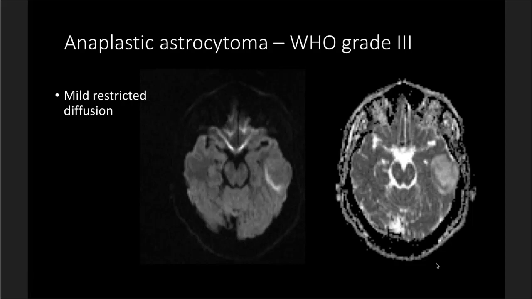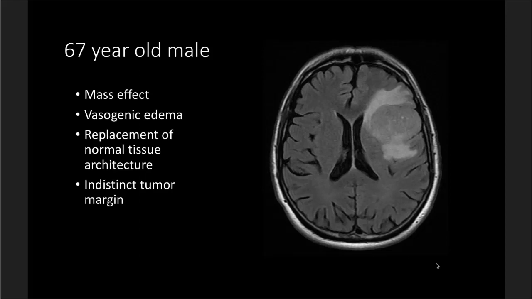Next case, we have a 67-year-old male, so an older patient this time. That makes us think about different types of tumors. So we have a T2 FLAIR image, and we have an ovoid mass within the left frontal lobe and insula, and there's surrounding vasogenic edema. Here's the bright signal in the white matter. It's affecting the white matter but sparing the cortex.